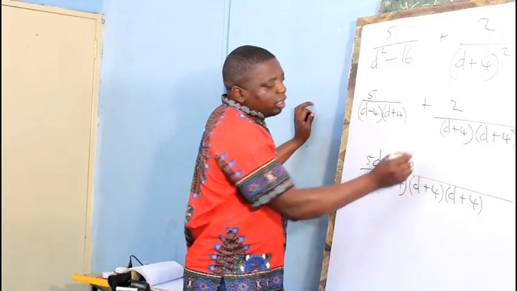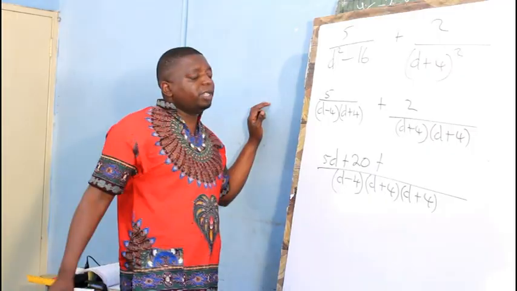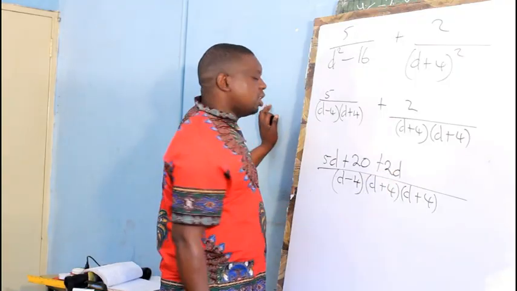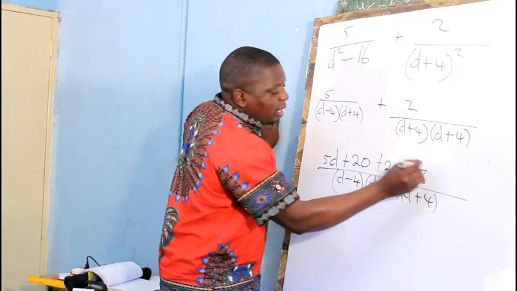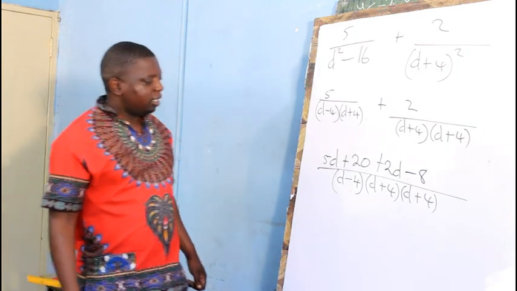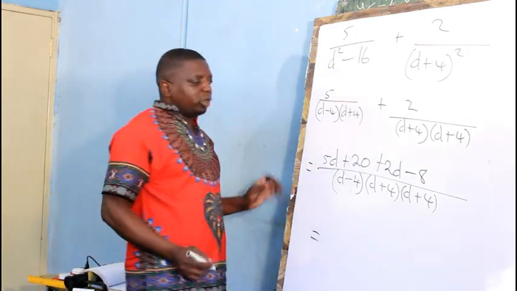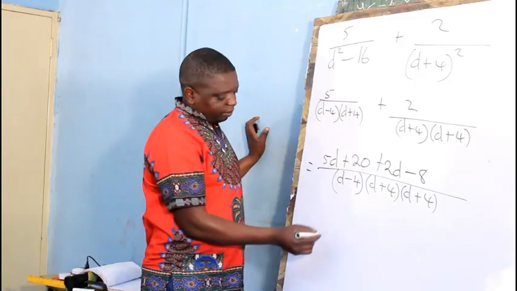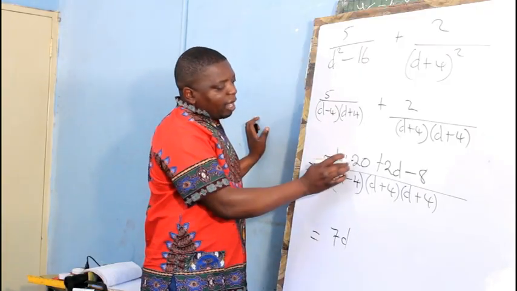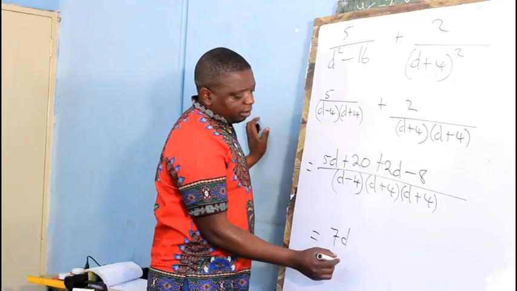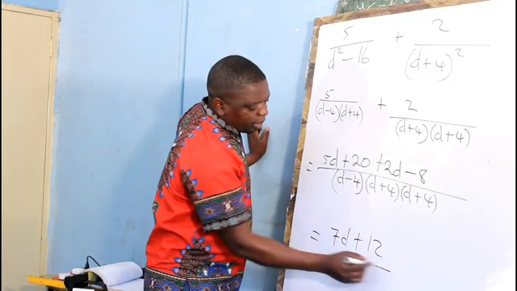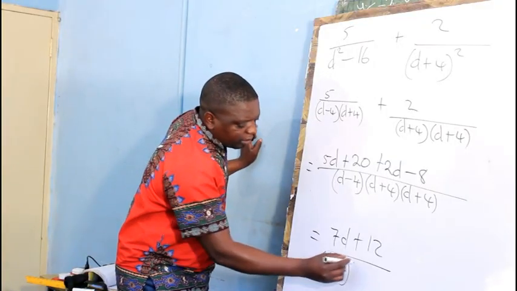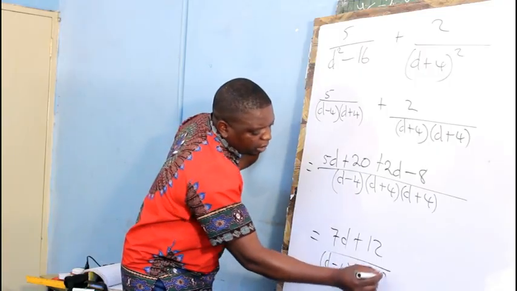5d plus 20. This denominator into the common denominator: d minus 4 times 2, which gives 2d minus 8. So 5d plus 2d is 7d. And plus 20 minus 8 is plus 12. Take the sign of the bigger number and find the difference where the signs are different. And over d minus 4 factor of d plus 4 in bracket squared.